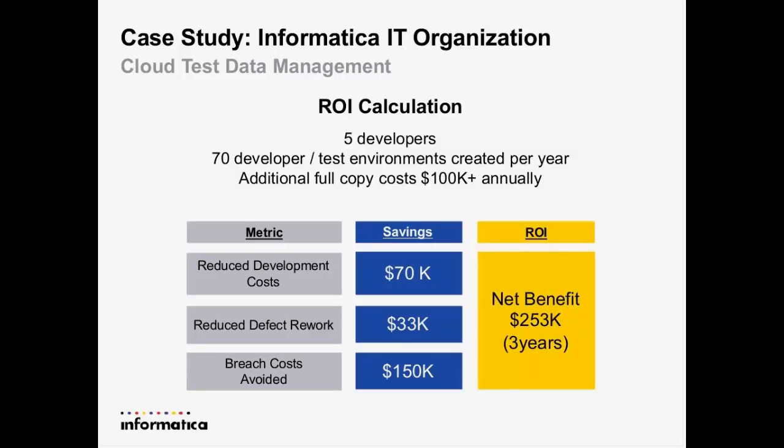So when we went through taking the cloud test data management software and where the savings would be, what was interesting is reducing development costs. How much time was spent on that? Remember that 30% of time spent managing test data? They estimated just the raw time associated with that would save them about $70,000 per year. Then, reduce defect rework. How much time are they wasting by fixing bugs because they didn't have the right test data set? Again, $33K. So you tie those two together, and just the time savings is about $100K a year.